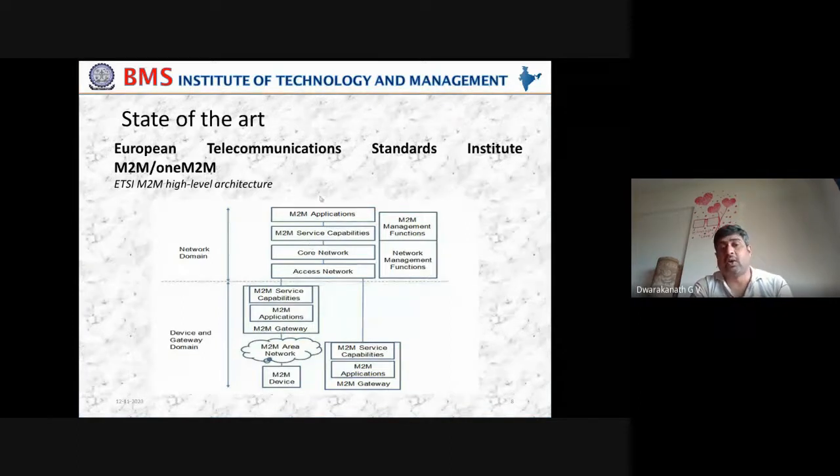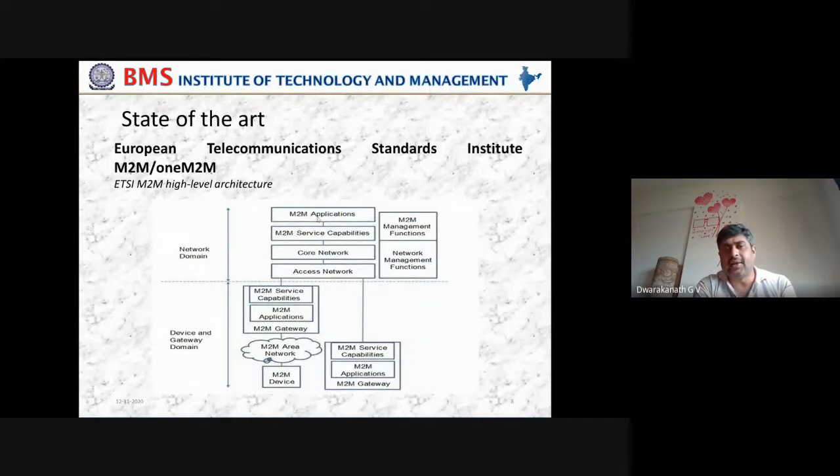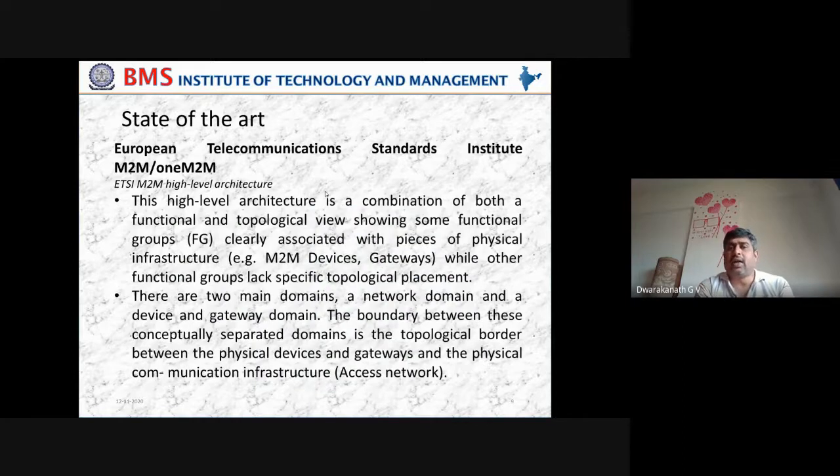How you can elaborate your M2M domain, especially using a network. So this is a high level architecture which we had discussed already. With this architecture as a base, ETSI has designed further. The high level architecture is a combination of both a functional and topological view, showing some functional groups clearly associated with pieces of physical infrastructure, while other functional groups lack a specific topological place.